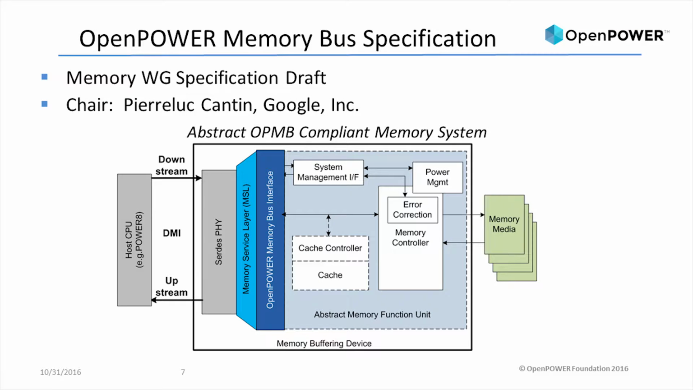I mentioned the OpenPOWER Memory Bus specification. This is a specification that is in development within the memory work group. We have just got it to the stage where we think people could actually implement memory function units based on it. So if you're interested in that, you need to join the memory work group to get at it. The idea here is, on this side is the host processor with Power 8. That's currently DMI. When we get to Power 9, you'll see OpenCAPI on that side.